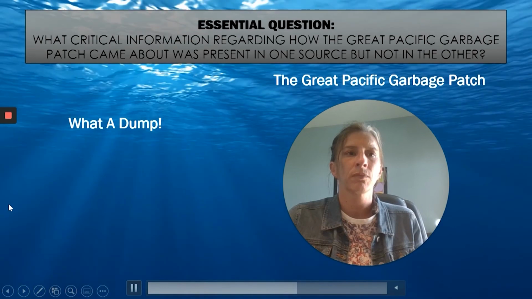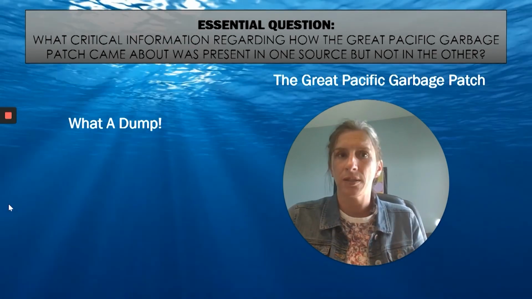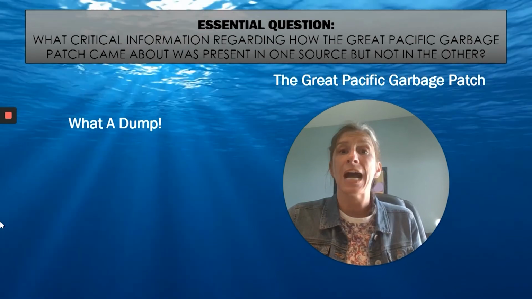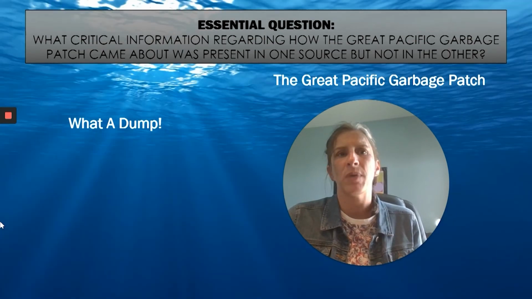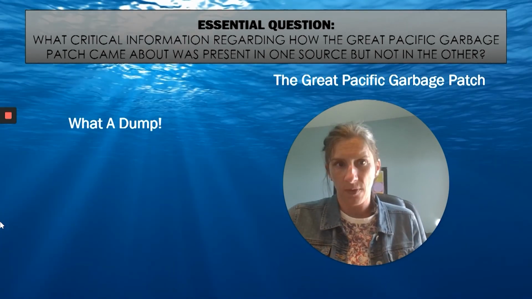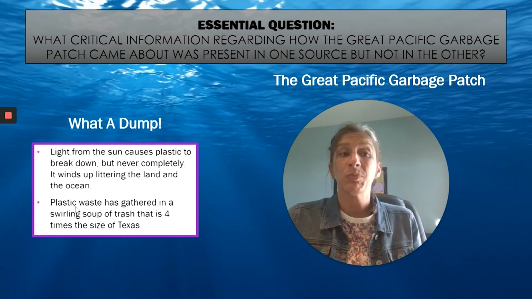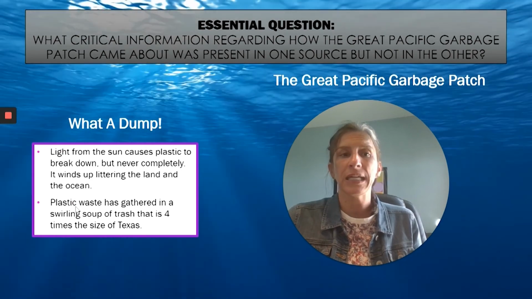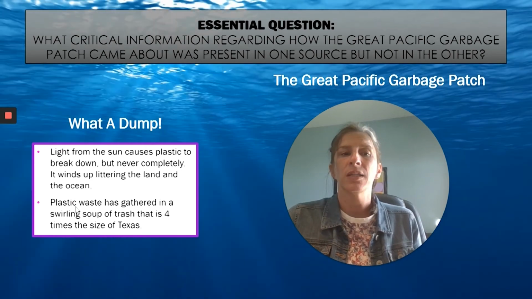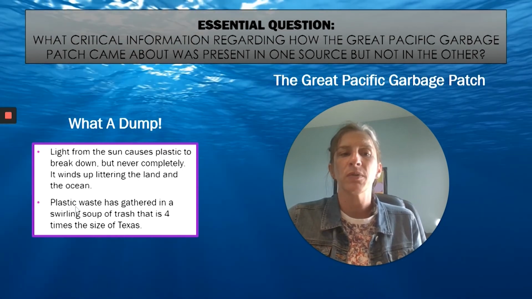Alrighty, once again, let's take a look at our essential question. What critical information regarding how the Great Pacific Garbage Patch came about was present in one source, but not the other? So we're going to take a look at "What a Dump" first. Light from the sun causes plastic to break down, but never completely. It winds up littering the land and the ocean. Plastic waste is gathered in a swirling soup of trash that is 4 times the size of Texas.